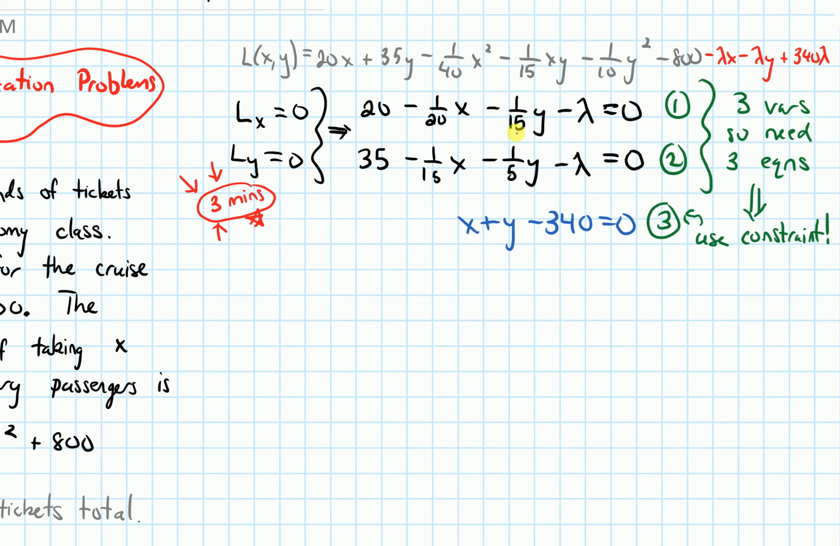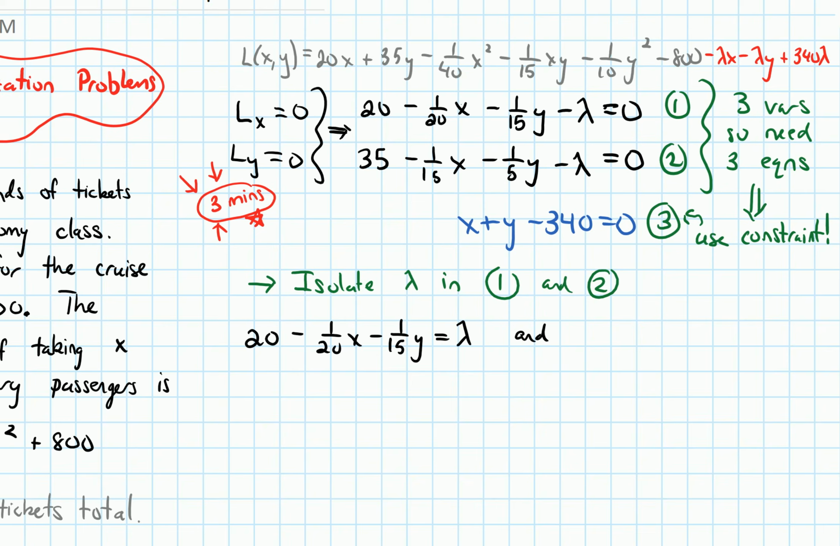So I noticed that in the first 2 equations, they both have this minus lambda. So maybe we can move the lambda over to the other side. So I get lambda equals something in the first equation, and lambda equals something in the second equation. So maybe first, I will isolate lambda in equations 1 and 2. So in equation 1, we'll get 20 minus 1/20th x minus 1/15th y equals lambda. And from equation 2, we get 35 minus 1/15th x minus 1/5 y equals lambda.